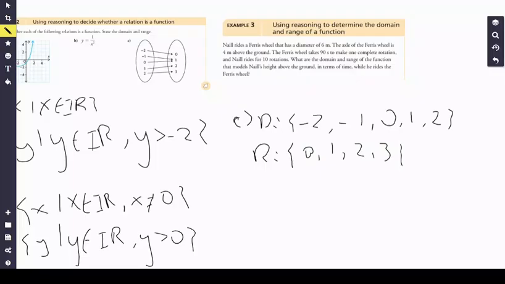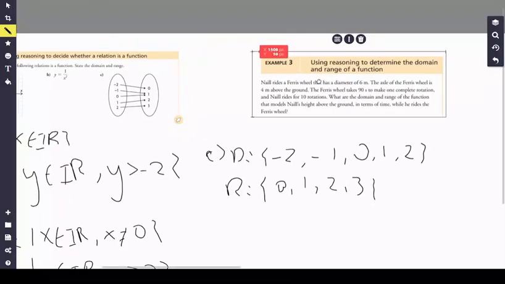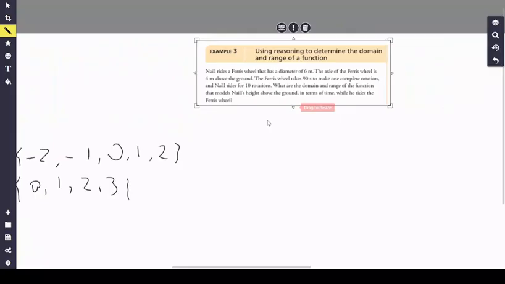Okay, and now we're done. So let's go ahead and move on to example 3. Using reasoning to determine the domain and range of a function.